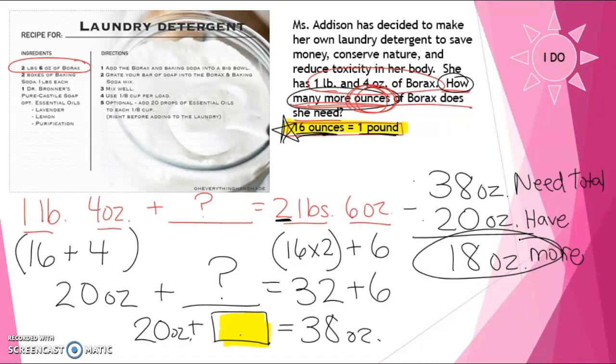And boys and girls, this is an actual recipe, so it'd be kind of cool for you to try this at home and see how clean your clothes become. It works.